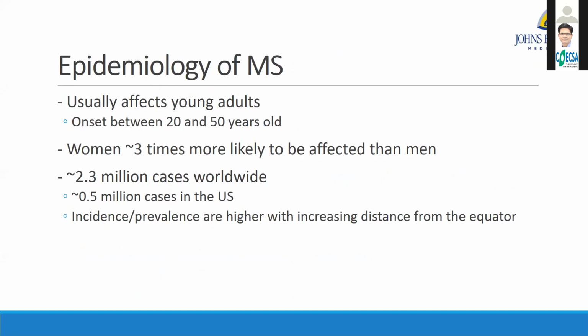But I just want to touch on MS for a bit. So this usually affects young adults between 20 and 50 years old. Women are much more likely than men, and the incidence and prevalence are higher with increasing distance from the equator.